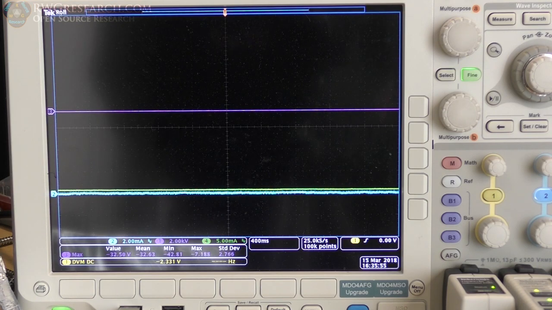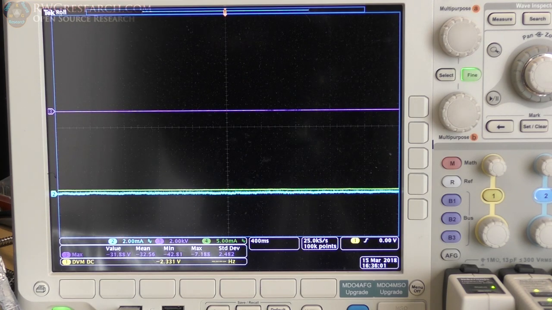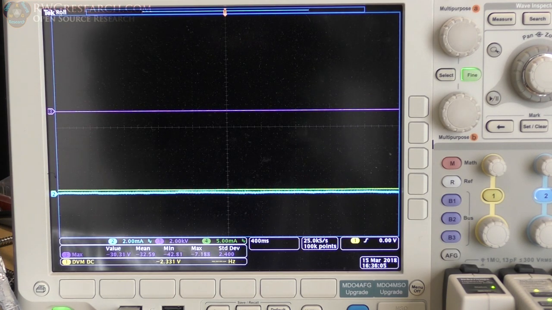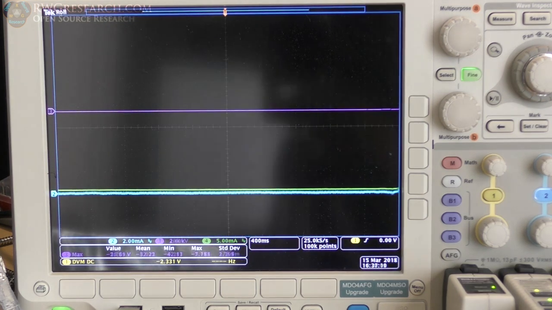The blue is the current that's on the capacitor side. The green is actually connected between the two sets of coils. So I have two sets of coils, same length, same resistance, but different turns. So here we go. Let's see what happens.